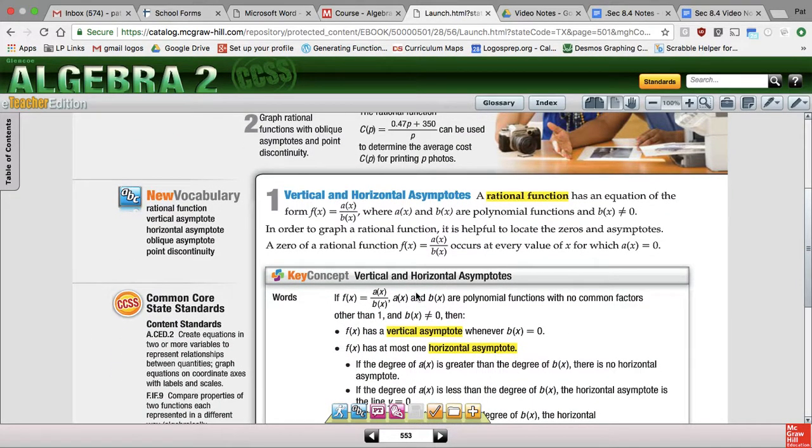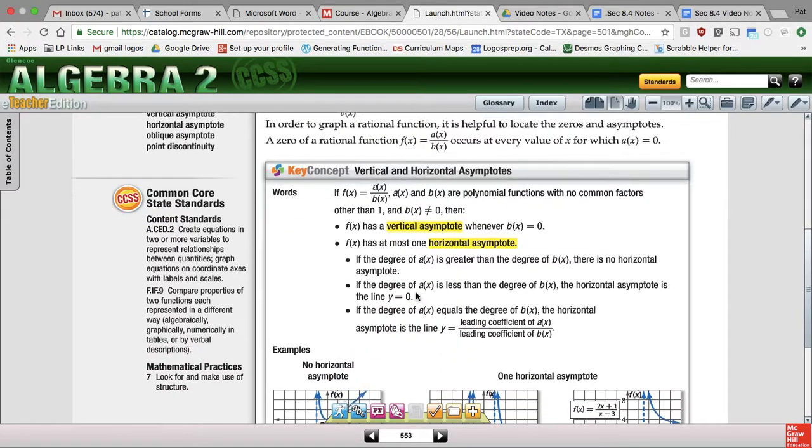So in order to graph rational functions, there's some key information that we need to look up. We first start with locating the zeros and the asymptotes. A zero of a function f of x equal a of x over b of x occurs at every value for which a of x equals 0. So we take the polynomial function, the numerator, and set it equal to 0 to find the zeros, the roots, the solutions, where the graph crosses the x-axis. So we're going to take a of x and set that equal to 0. It'll make sense when we actually go through this.